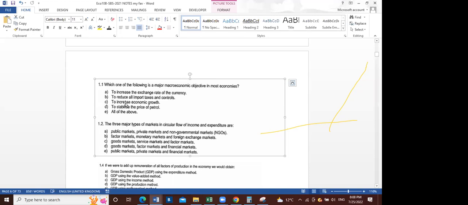A is saying to increase the exchange rate of the currency. B is stating to reduce all import taxes and controls. C is saying to increase economic growth. D is saying to stabilize the price of petrol. E is saying all of the above. So for those with speed, you can type on the chat there. I'm seeing others are saying C.